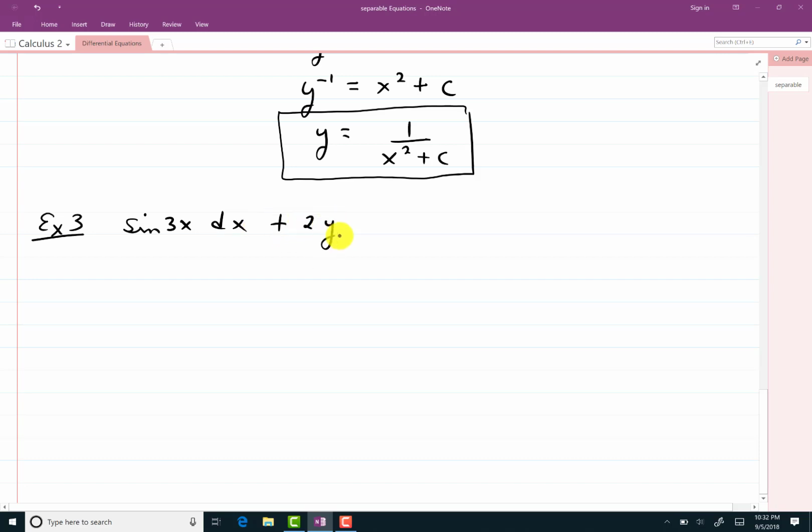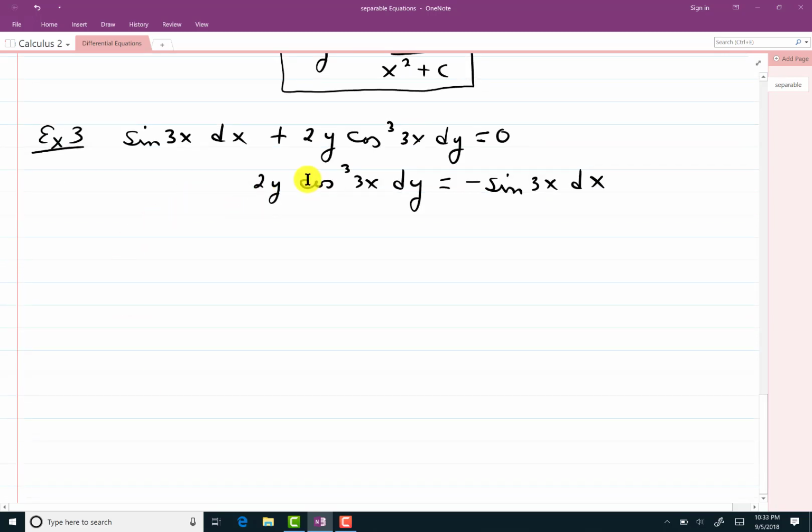We have cosine cubed of 3x dy. Set that equal to 0. Now notice, in some fashion, the separation of variables has already occurred, although I don't have x's with just x's and y's with just y's. So what I'm going to do is subtract sine of 3x dx from both sides. So I have 2y cosine cubed of 3x dy equals negative sine of 3x dx.